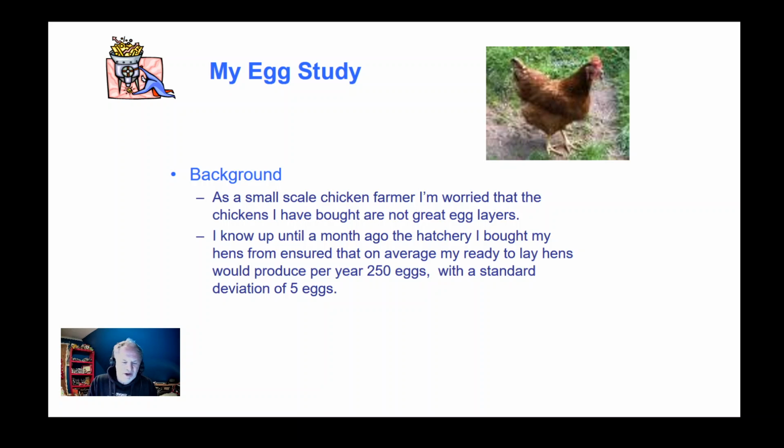In the marketing brochure for the hatchery, they claim that their hens produce on average 250 eggs per year with a standard deviation of 5 eggs. So they're saying our chickens are really good, but there's always variation in the number of eggs that a hen will lay. The population mean is 250, and the population standard deviation is 5 eggs.